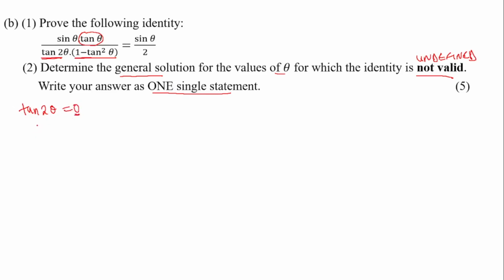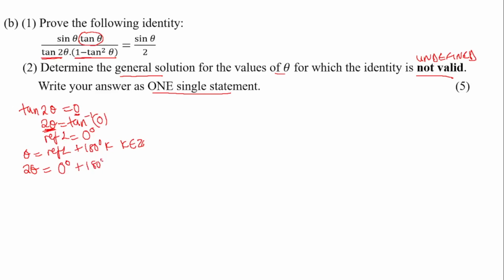So the first one, we're saying it's going to be undefined when tan 2 theta is equal to 0. And then what we do here, we have to arctan. So 2 theta is equal to arctan 0, meaning that we get our reference angle, which is 0 degrees. And remember, for tan theta, our theta is going to be a reference angle, then plus 180 degrees times k, where k is an integer. In this case, our theta is 2 theta, so 2 theta is equal to 0 degrees plus 180 degrees times k, where k is an integer.